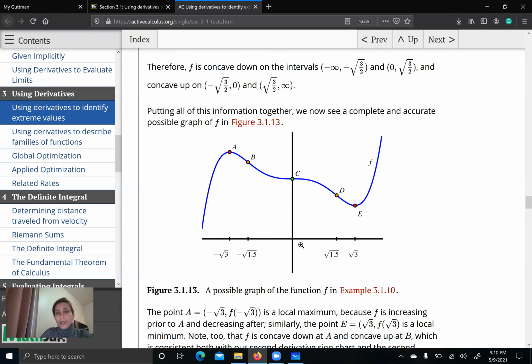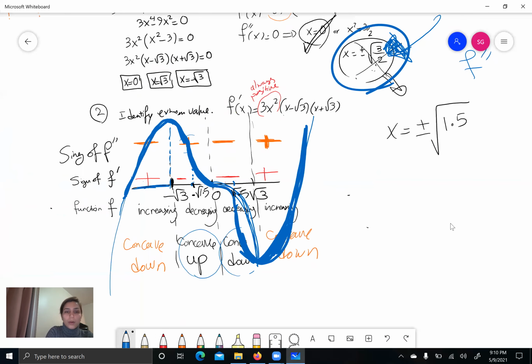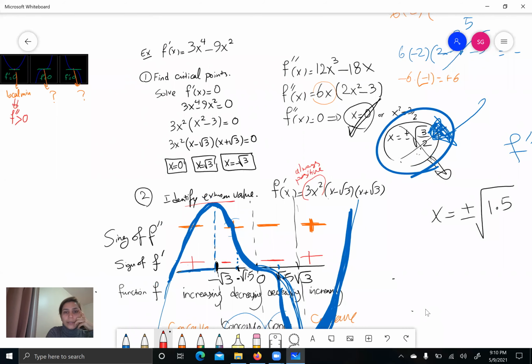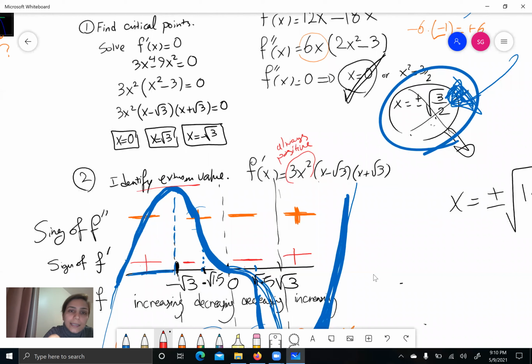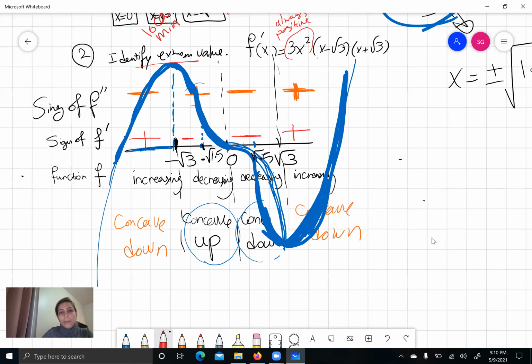Okay, and then when you put it all together, you can come up with the shape of the graph of this function. So to summarize, the graph has a local minimum and a local maximum. So we have 3 critical points, right? Let's go back to the first step. We have 3 critical points. So at negative square root of 3, this gives us a local max. At positive square root of 3, we have a local minimum. You see that we have a local max and local min.